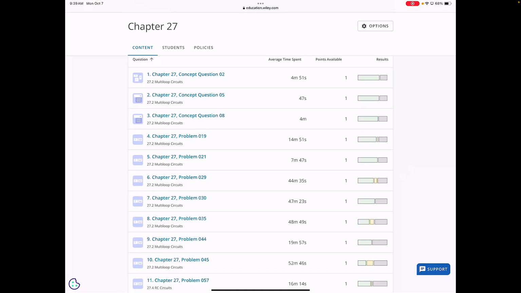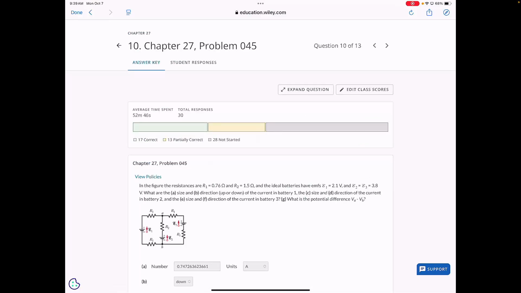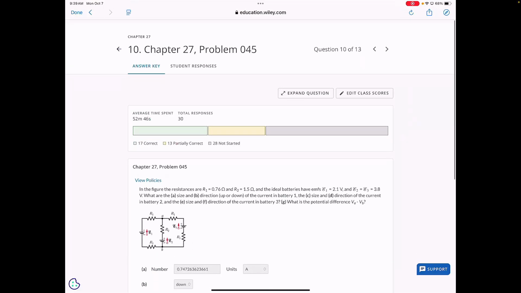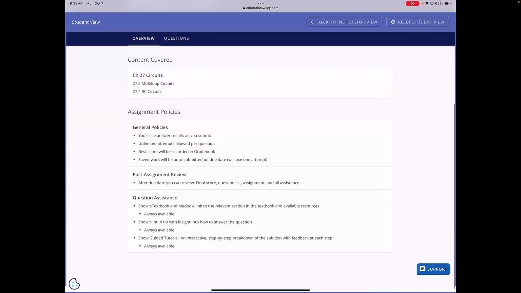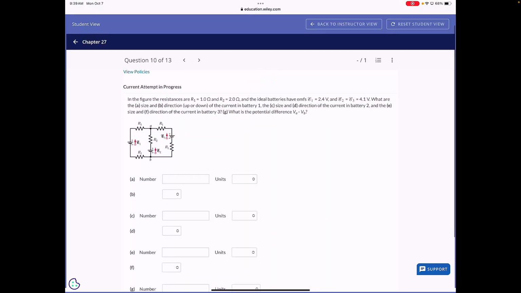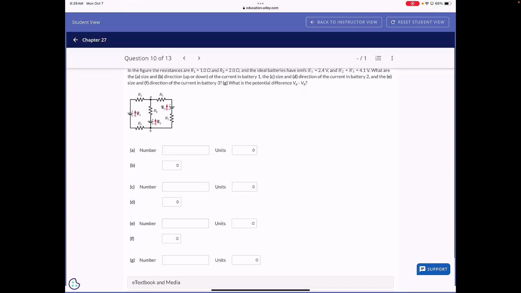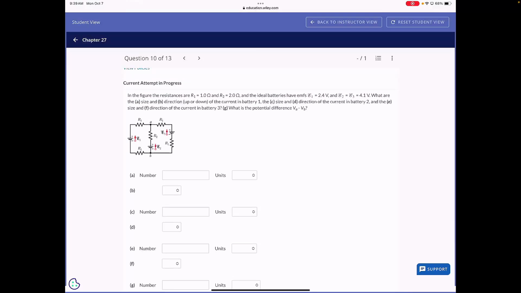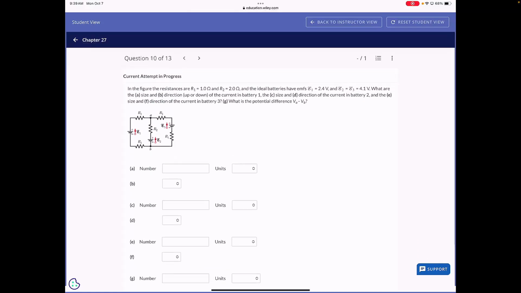What was it? Number 10G. Oh, well, there's the answers. Let's go to student view. There we go. Knew I was going to forget something. Number 10G. What is the potential difference VA minus VB? So I can kind of fit the whole thing on the screen.